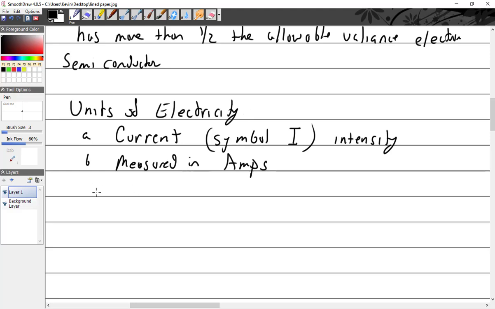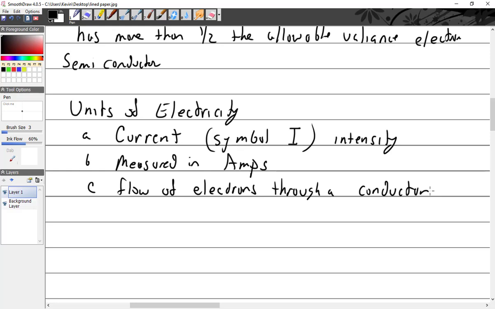And what can we describe amps as? Flow of electrons. Oh, I like that. Flow of electrons through what? Through a conductor. Flow of electrons through a conductor.